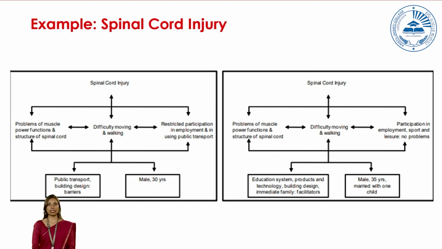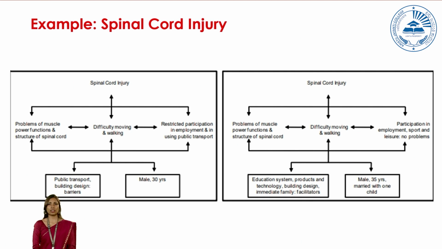In the first case, we can see that the spinal cord injury is something that affects the person's muscular power functions and the spinal cord basically. And the activities that are affected are that they have difficulty in moving and walking. Here, in the first case, we can see that there is a restricted participation. Now, the reason for this restricted participation is because the public transport and building design are barriers to this person. Barriers are anything that affects the functioning or does not fully support the functioning of a person in a society or a context of situation.